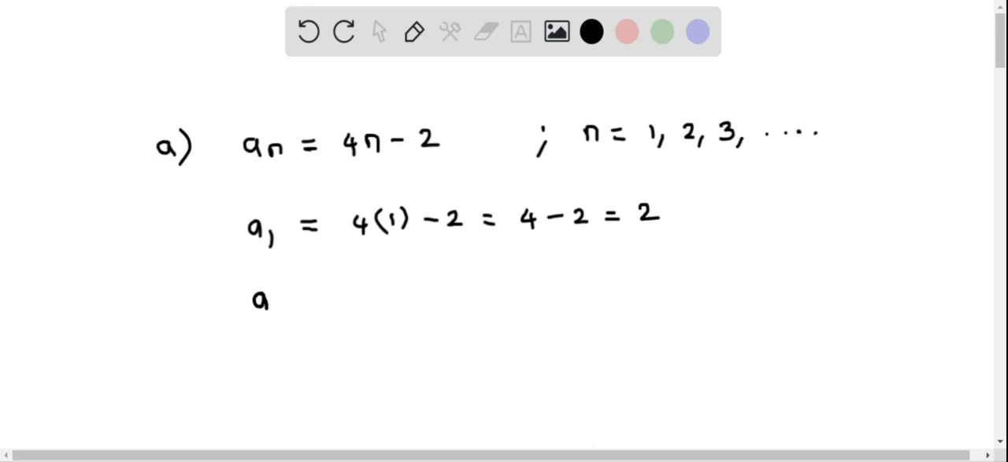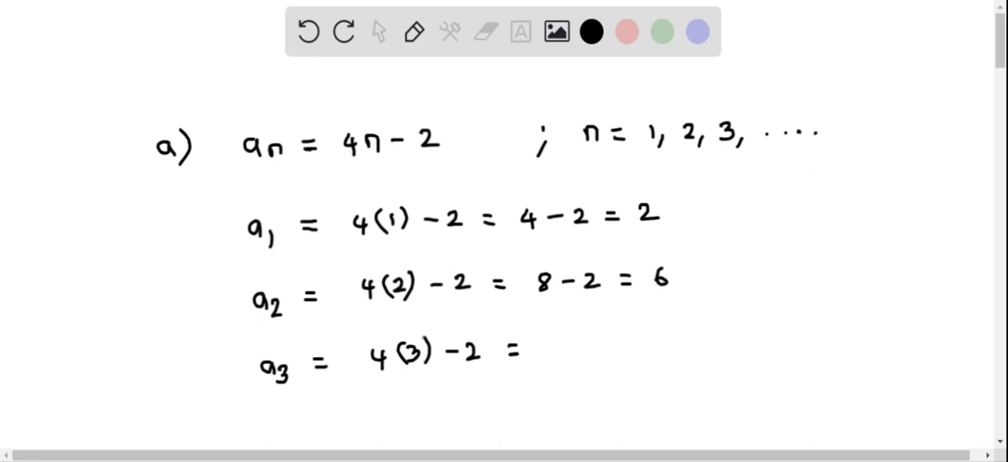Now let's find a_2 by plugging in n equal to 2 into the formula. So it becomes 4 times 2 minus 2, and this equals 4 times 2 is 8, 8 minus 2 equals 6. We'll find two more terms. So a_3 equals 4 times 3 minus 2, and this gives 4 times 3 is 12, 12 minus 2 equals 10.